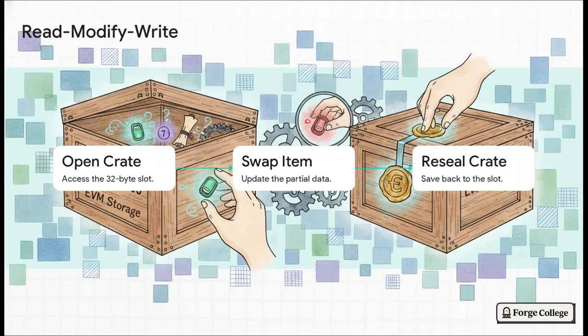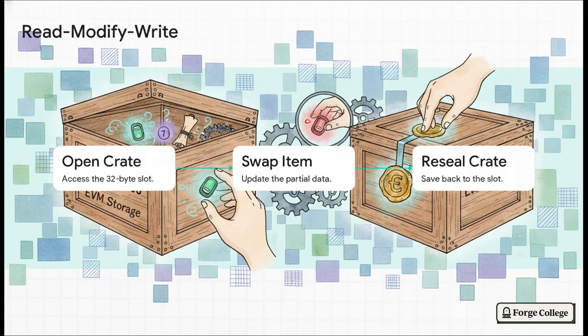This packing trick absolutely saves us storage space, but it introduces a somewhat hilarious mechanical catch known as the read-modify-write cycle. Imagine you have a crate perfectly packed with an address, a Boolean, and a small integer. If you want to update just that one tiny Boolean, you can't just magically teleport it inside.